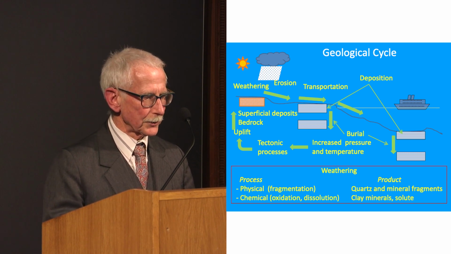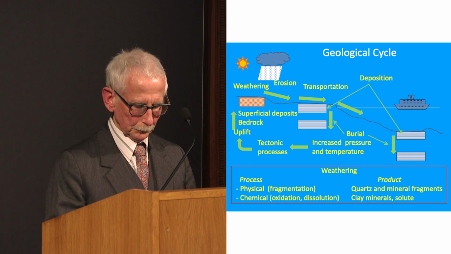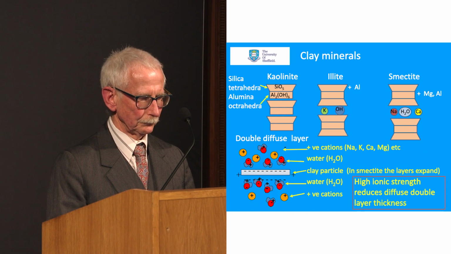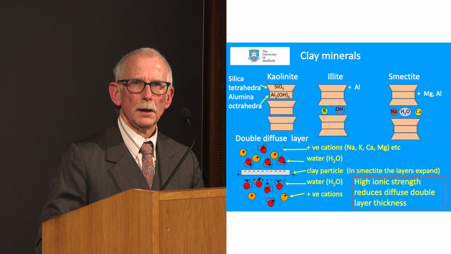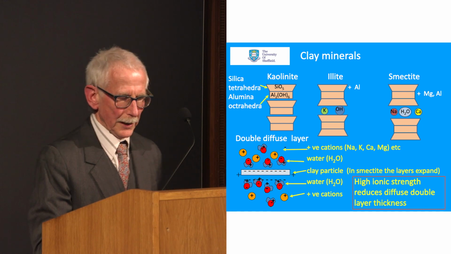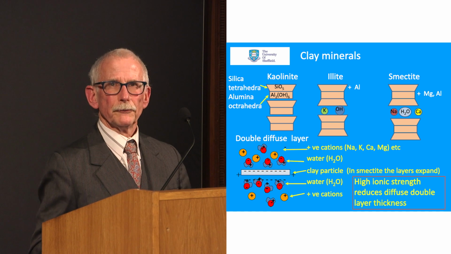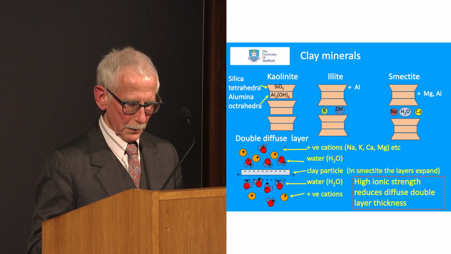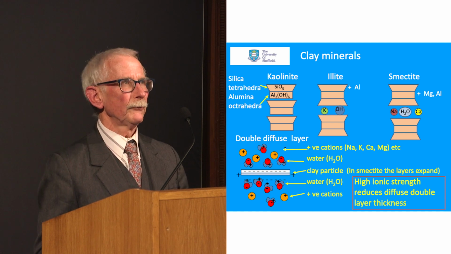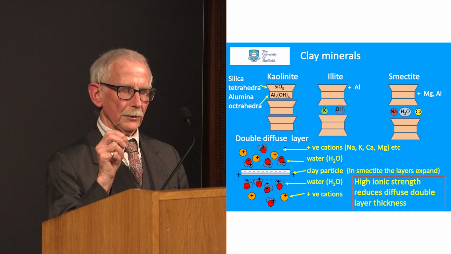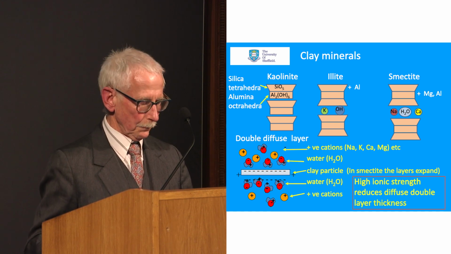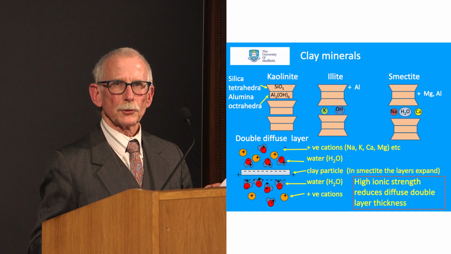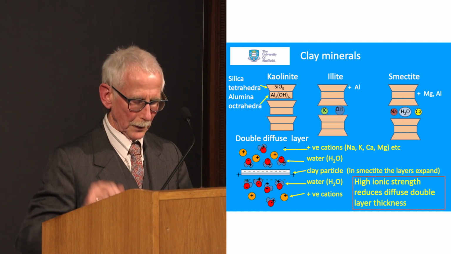I also need to talk a little bit about clay minerals. Clay minerals are platy in shape and formed in a sheet-like manner. They consist of layers of silica tetrahedra, which are formed out of one silicon atom and 4 oxygen atoms in a tetrahedral arrangement, forming a sheet.